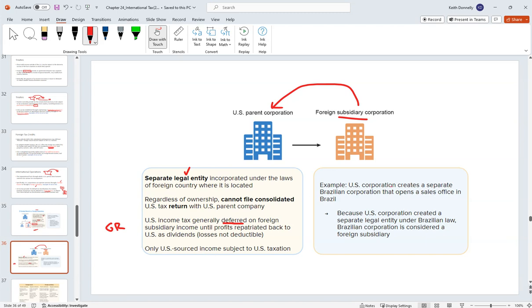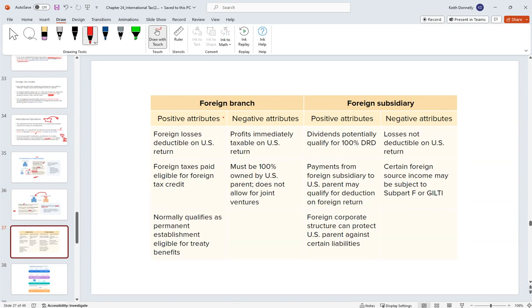So what would be an example of a foreign subsidiary? A U.S. corporation creates a separate Brazilian corporation that opens a sales office in Brazil. Because we created that separate legal entity, now it's going to be a foreign subsidiary. So the subsidiary is a little bit more formal, a little bit more legal. It's a separate legal entity we're creating. Like anything, there's good and bad with each of these.